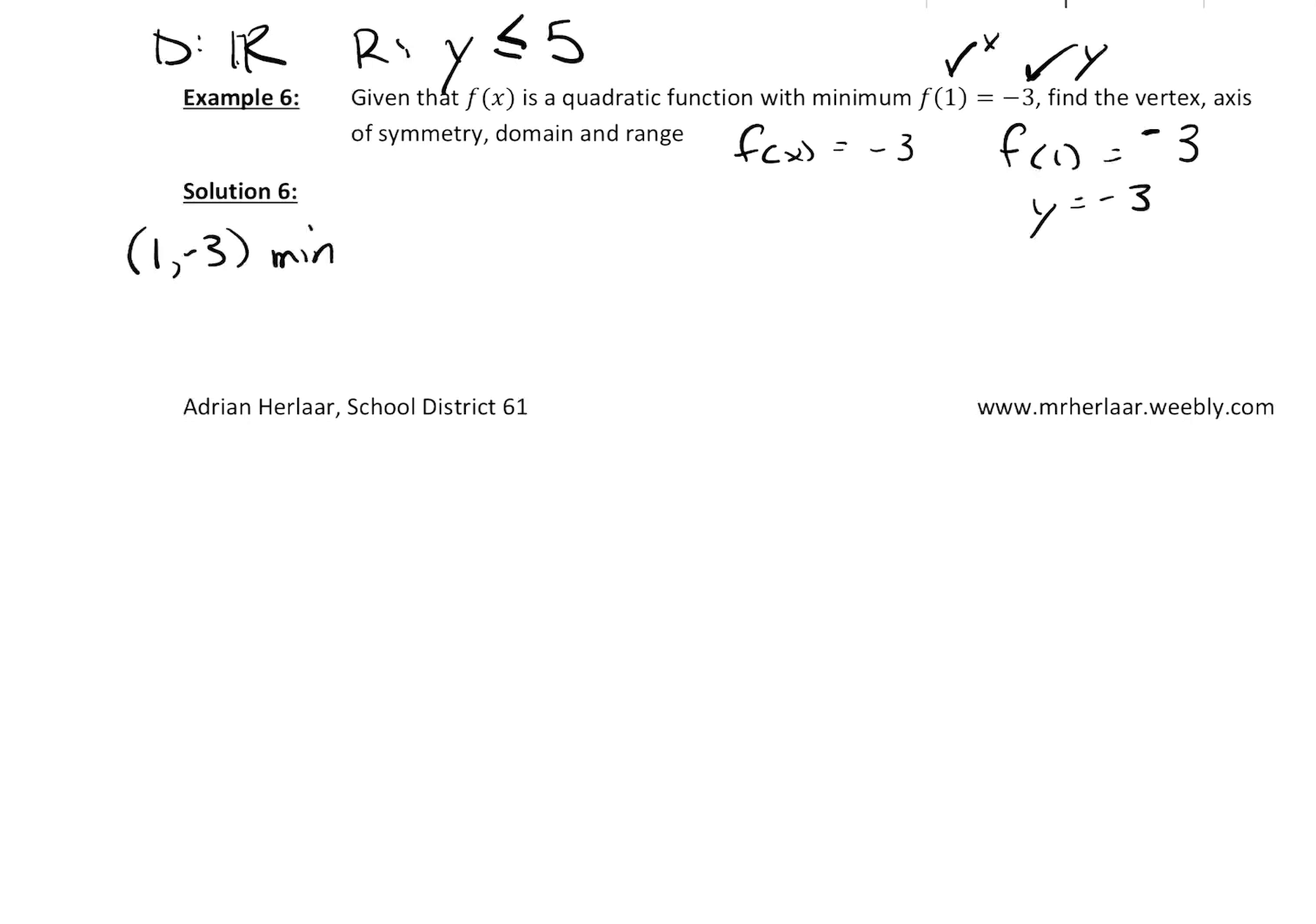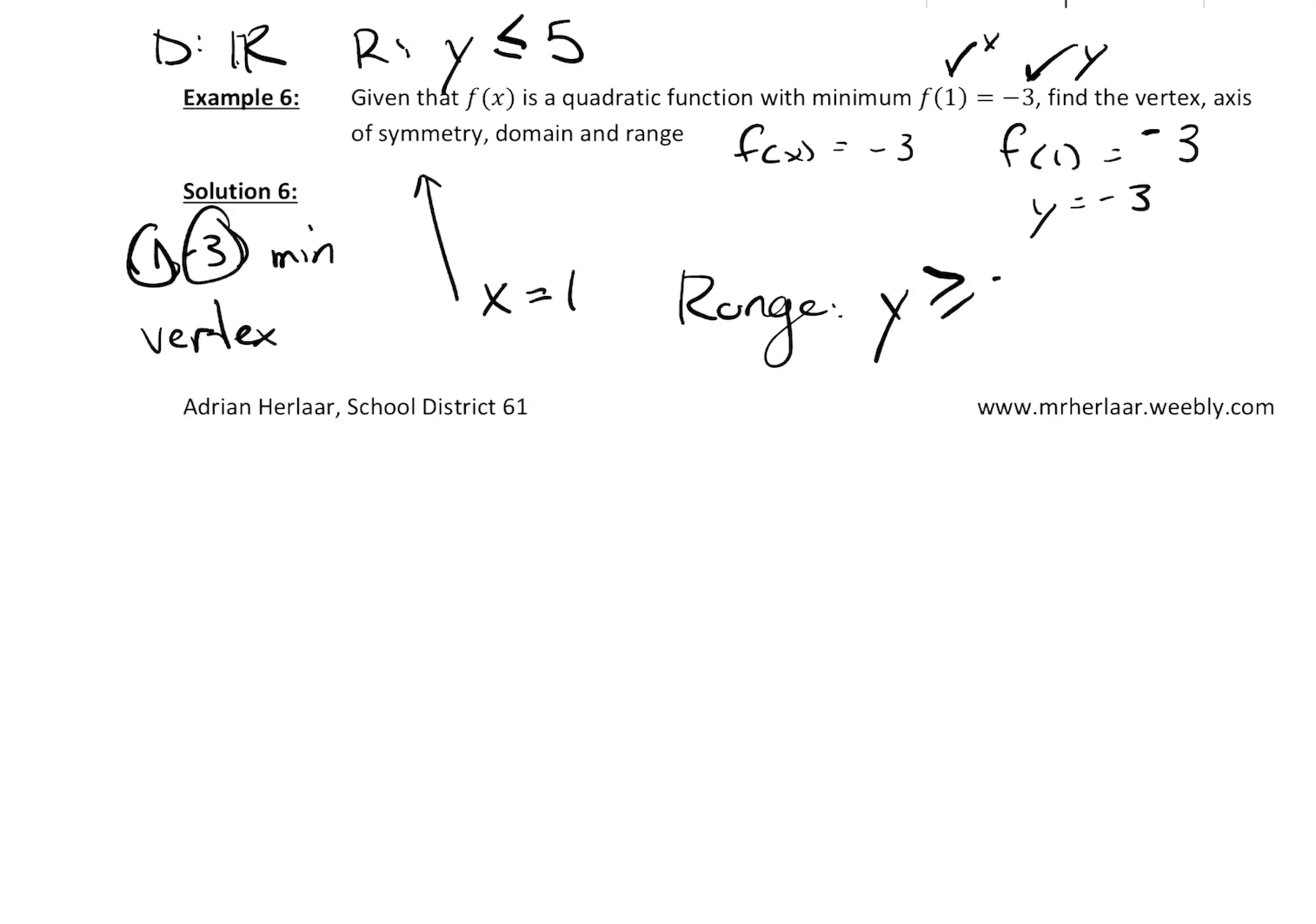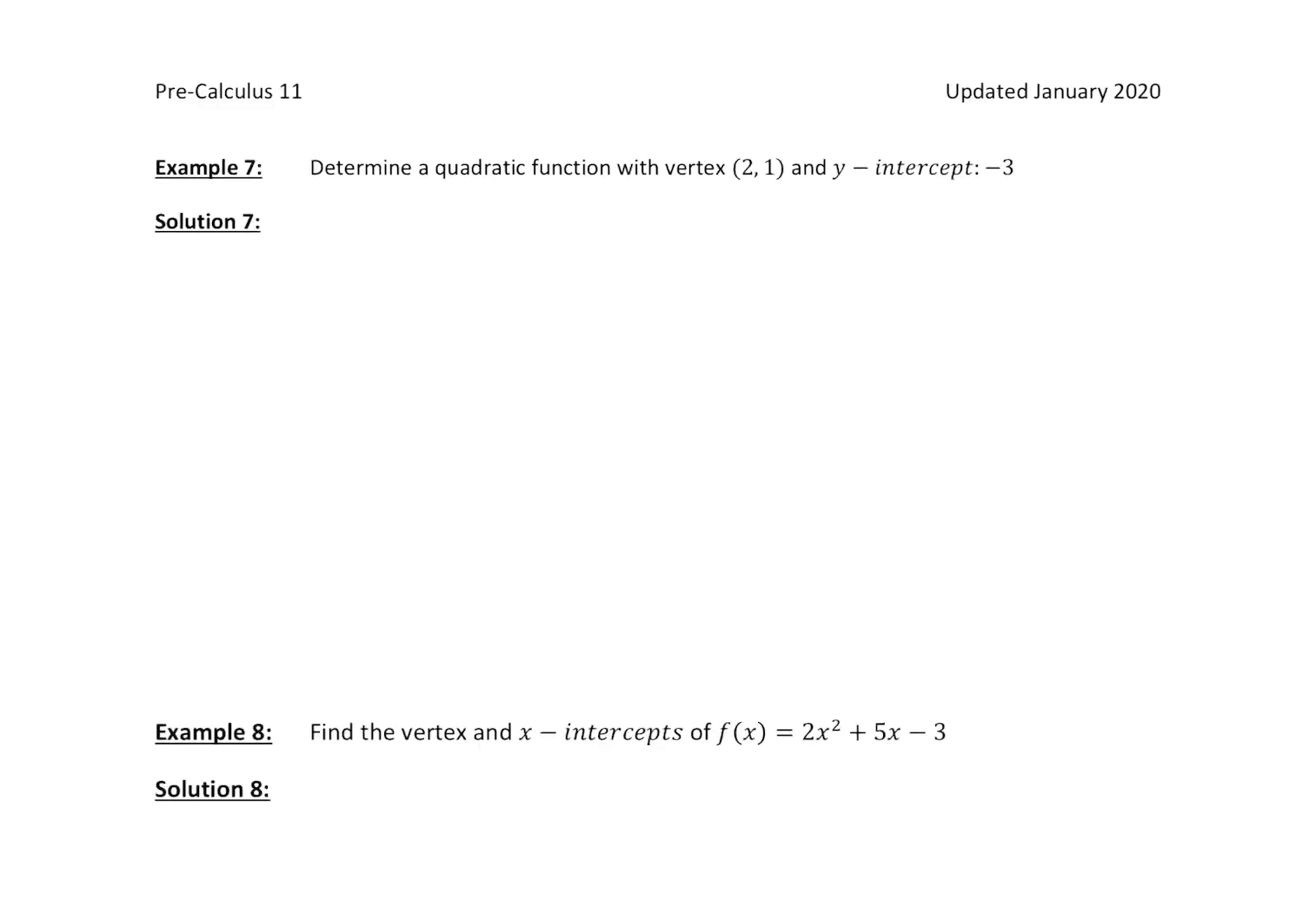Well, if that's your minimum, that means that that's your vertex, right? And if that's your vertex, well, where's the axis of symmetry? It's through your x value. So axis of symmetry at x equals 1. And if it's a minimum, do you open up or down? You open up. So your range, y is greater than or equal to negative 3, its lowest value, in your domain, all real numbers. So you're starting to put things together in your head now by putting pieces of information together, and you're working through it. So a couple more examples and we're all done for this lesson.